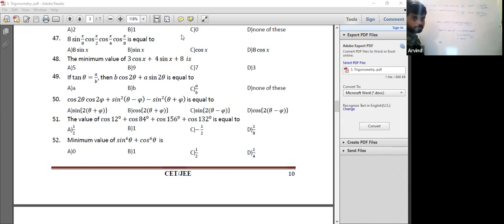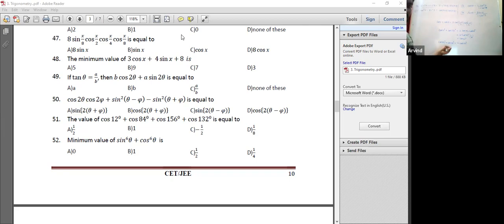Cos 84 plus cos 156. So same formula, 2 cos (A plus B) by 2. 84 plus 156 is 240. 240 by 2 is 120. 2 cos 120 into cos (C minus D) by 2. So 156 minus 84.